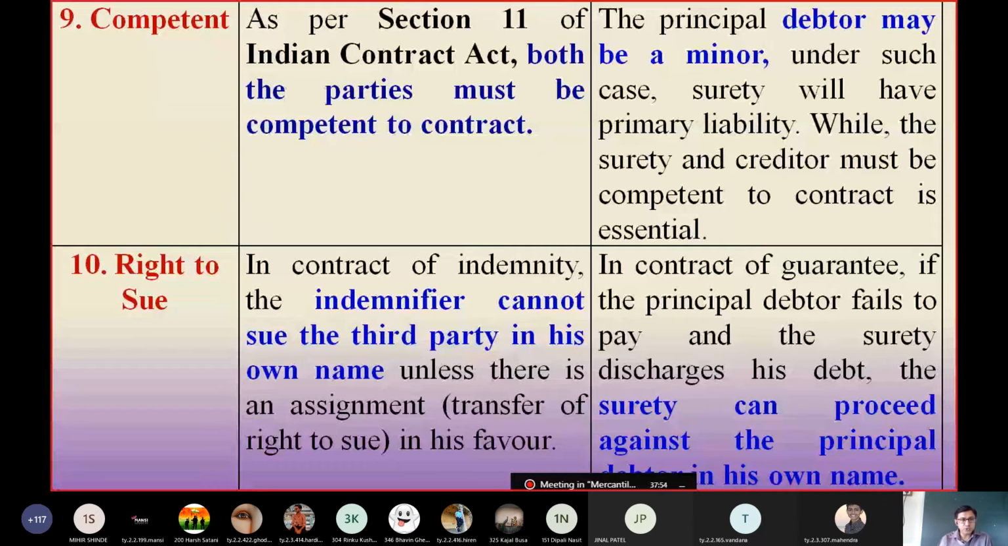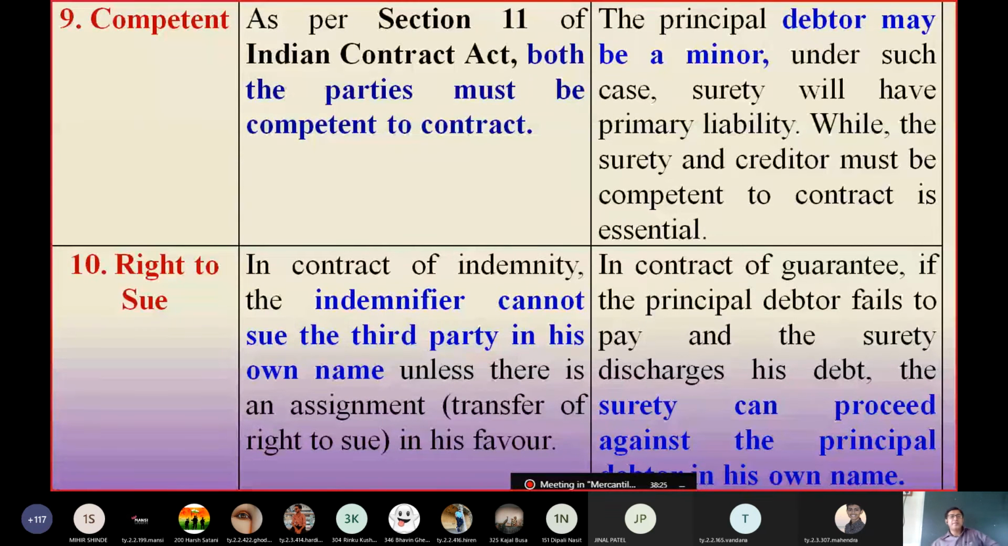Last point, right to sue. It's the right to file a case. Whether in a contract of indemnity, the promisor has a right to file a case directly in his own name, or what about a guarantee contract? Whether the surety will be able to file a case in his own name against the debtor if he makes default. Who is having such right or who is not having such right? That discussion is over here.